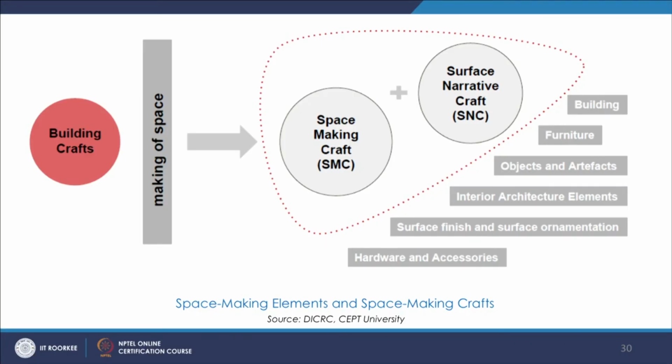So when we talk about this larger sector of building crafts or space making crafts, they contribute in making of space, and that happens in two ways. It is happening either structurally or through surface development, and it happens at varied levels, like at the level of building, at the level of furniture, at the level of objects and artifacts, interior architecture elements that we just saw, surface finishes, surface ornamentation, even hardware and accessories. So all of it we saw in the previous slide. So this one is the best infographic to sum up everything and give you an overview.